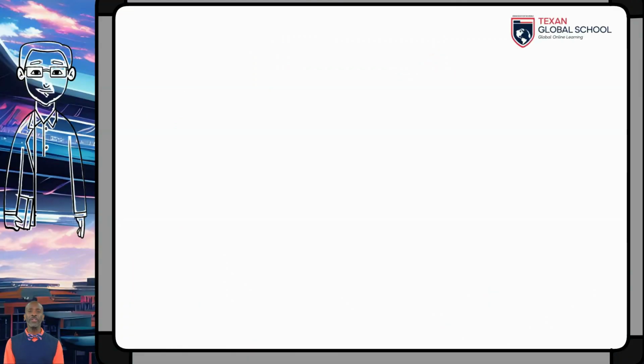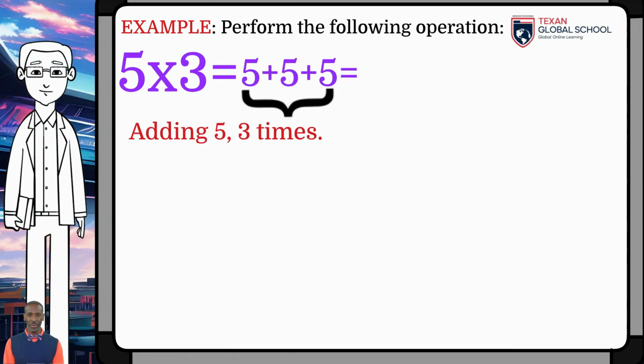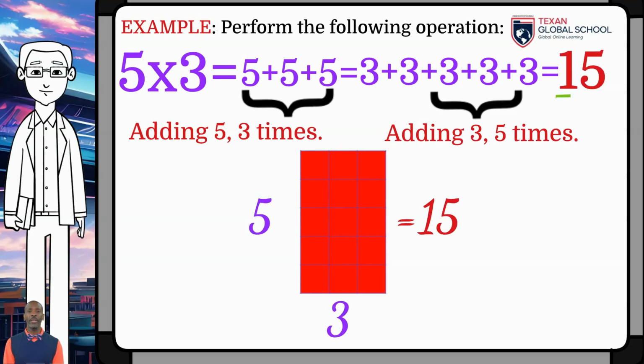Now, multiply 5 by 3. We add 5 3 times, or we add 3 5 times. Therefore, 5 times 3 is 15. The model represents 5 rows by 3 columns, so we have 15 ones. Thus, we conclude that 5 times 3 is 15.